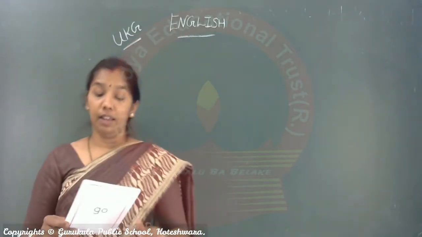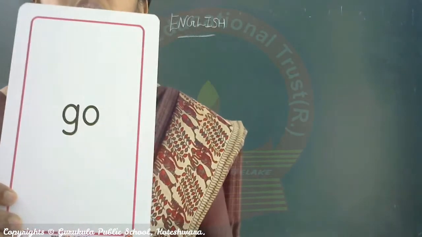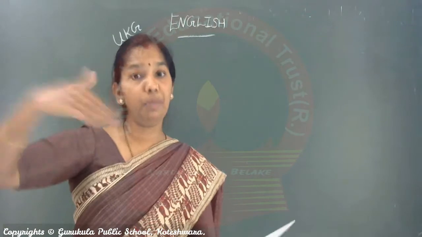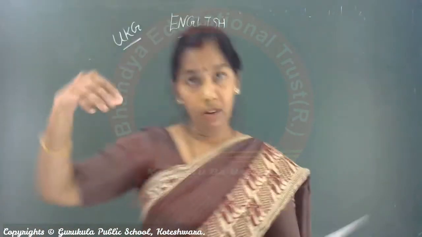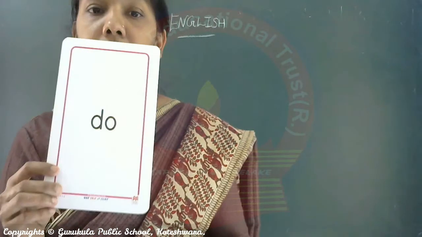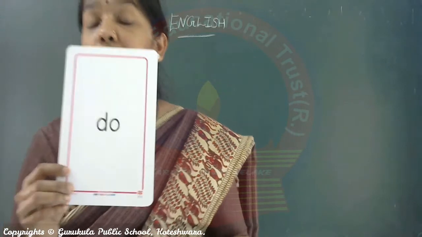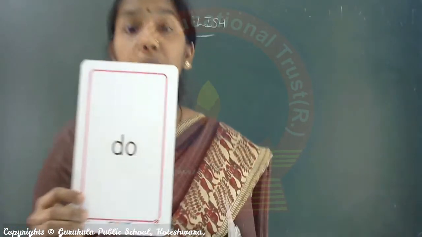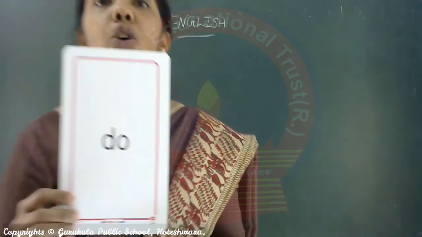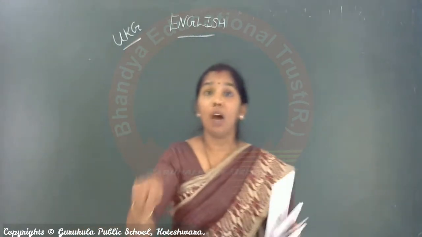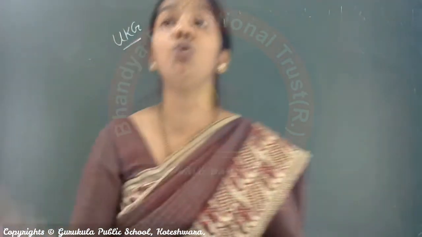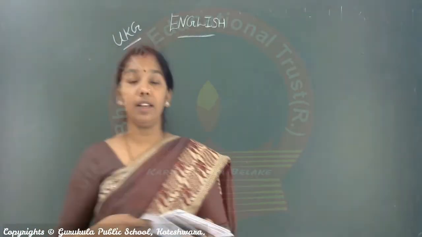Then, what is this? G, O, go. Go means please go, that's right. D, O, how do you pronounce D O? G O is go. D O, do you pronounce it as "do"? No. It is D, O, do. Right now you have to do your work, right? Like that, some sentences using those words.